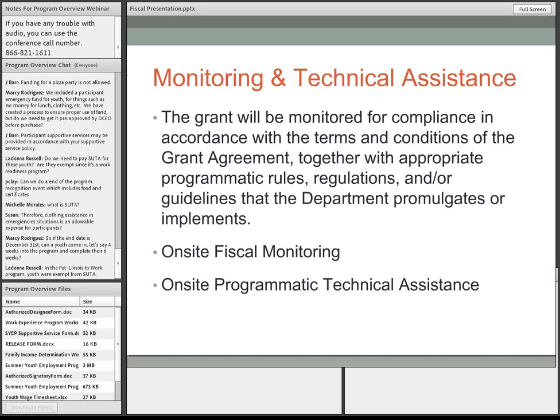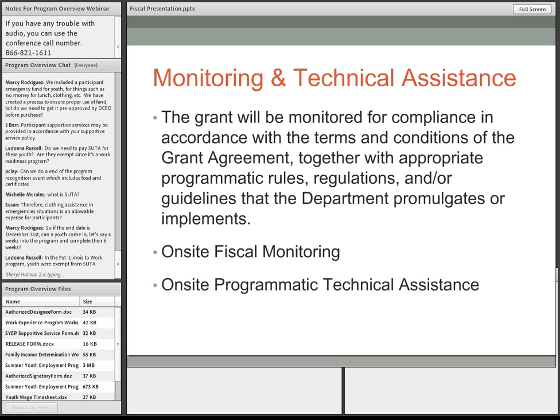All right, and then if the end date is December 31st, can a youth come in four weeks into the program and complete their six weeks?